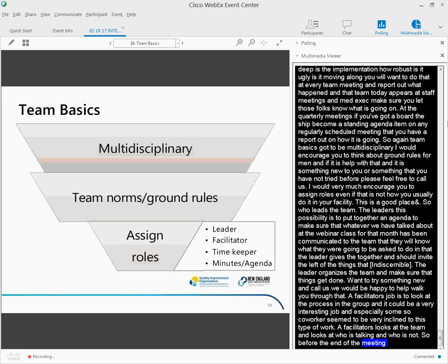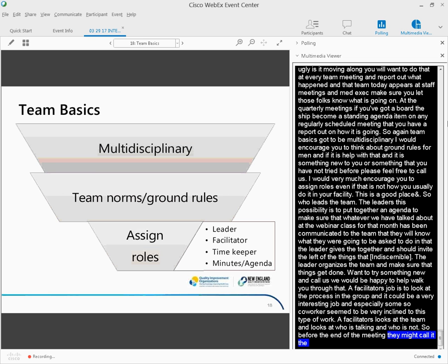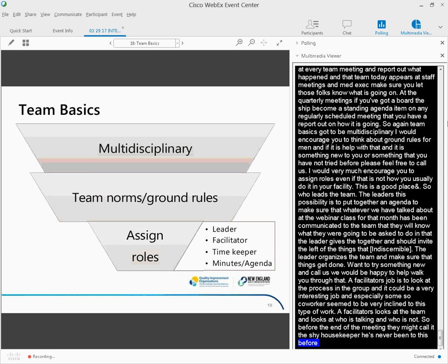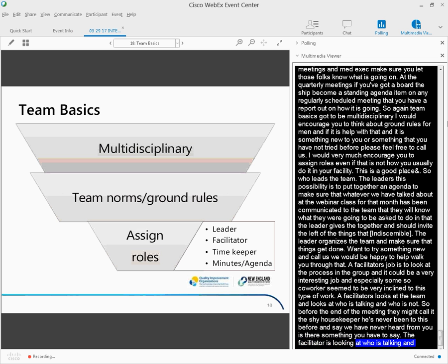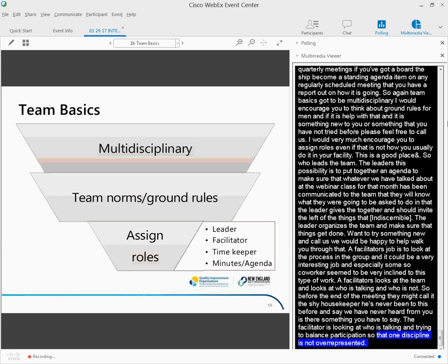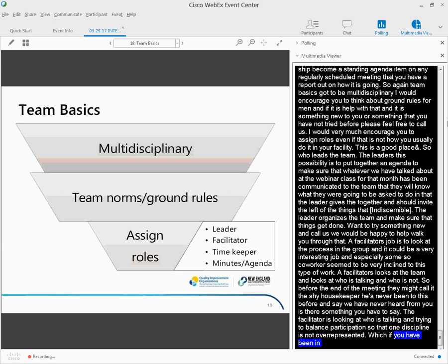The facilitator's looking at who's talking and trying to balance participation so that one discipline isn't overrepresented, which, if you've been in teams, you've seen this happen. If the docs are in there, it's all about the docs. Maybe it's all about the nurses, but a facilitator is just watching who's talking to who.